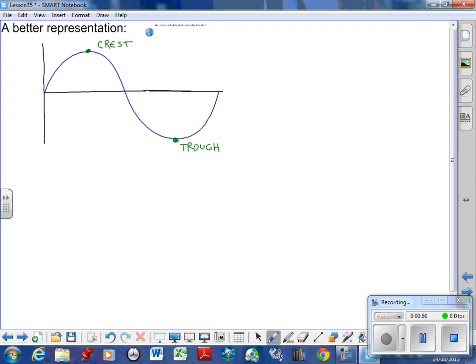The amplitude is a measurement from the highest point to the rest line, or rest line to the lowest point. So those would both be amplitude. And I'm going to change colors here. From start to finish, that would be our period.